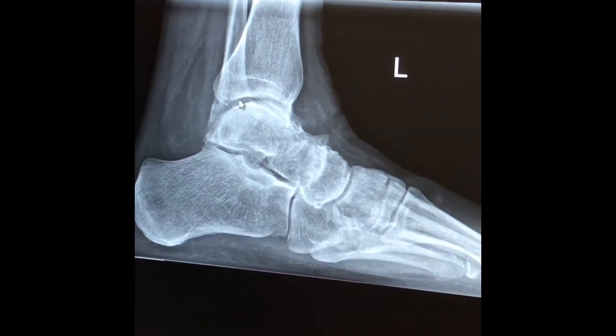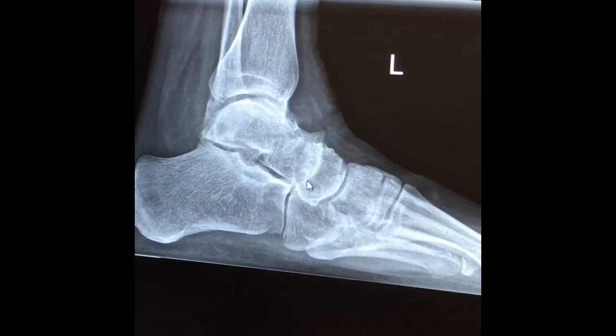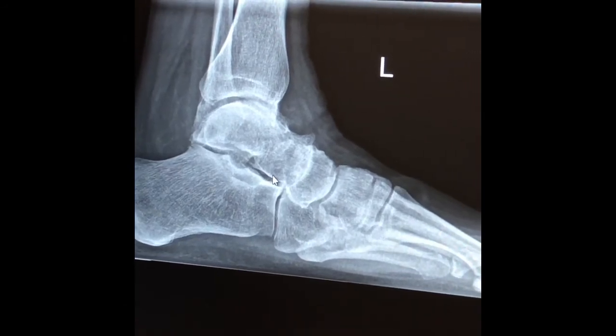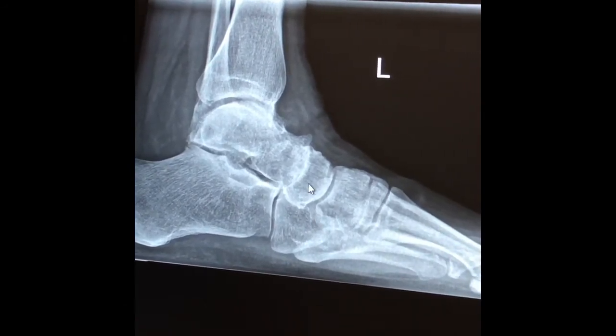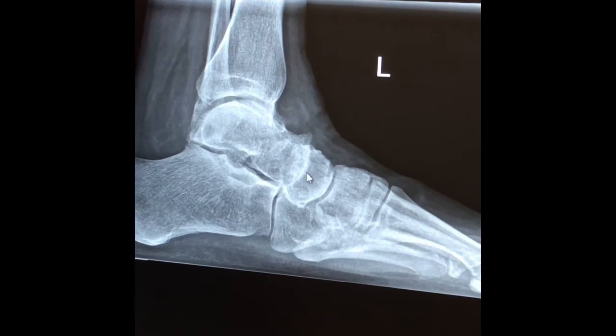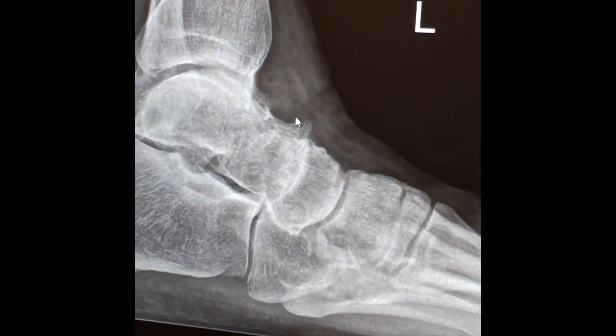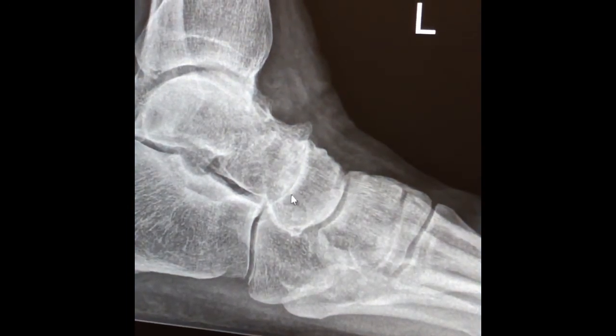So it has a joint with the ankle, it has a joint in front with the navicular, and it has a joint underneath with the calcaneus or the heel bone. Now, this patient is suffering mainly from osteoarthritis, wear and tear arthritis of the talo-navicular joint, so the joint between the talus and the navicular.